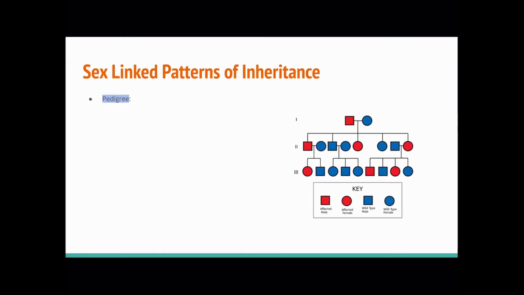Pedigree is like the family tree of a family. It shows the genetic history of a family. In this pedigree, red color shows someone being affected by the disorder hemophilia, and the blue shows a person is healthy. The squares represent males and the circles represent females.